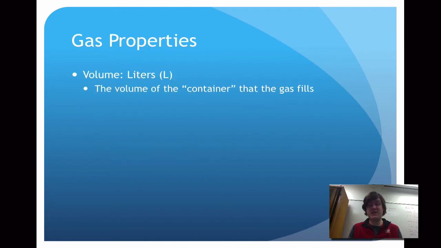Volume is measured in liters, and this is the volume of the container, whatever's holding the gas. This could be a balloon, this could be a eudiometer, which is a gas measuring device used in lab, or it could even be the room that we're talking about. Remember, gas will take the shape and volume of its container, and that's the volume that we'll need to discuss.